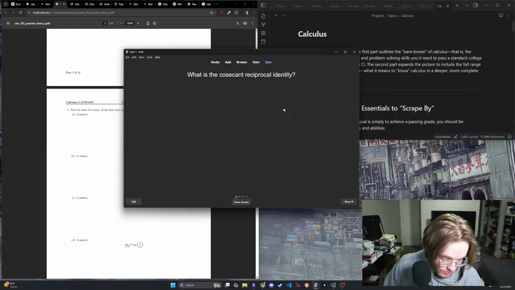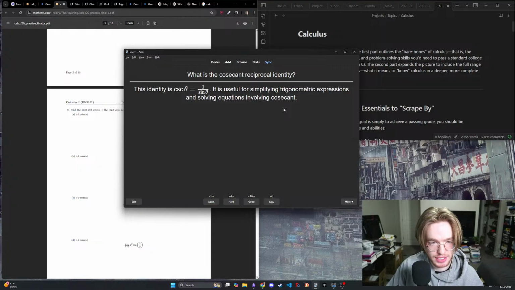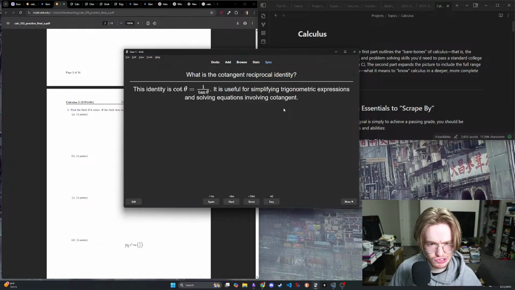Okay, cosecant reciprocal identity. So this would be cosecant equals 1 over sine theta. Okay, nice. Okay, cotangent reciprocal identity would be 1 over tangent. Yep, okay.